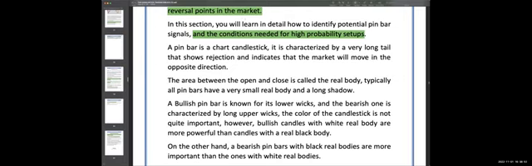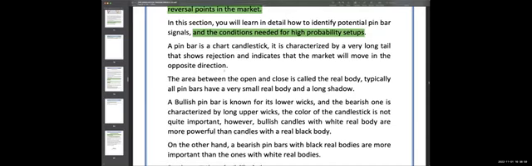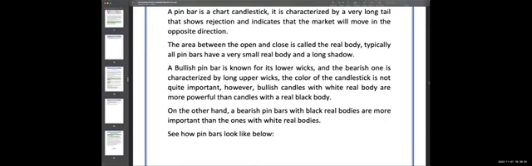A pin bar is a chart candlestick characterized by a very long tail that shows rejection, and it indicates that the market will move in the opposite direction. The area between the open and close is called the real body. Typically, all pin bars have a very small real body and a long shadow. A bullish pin bar is known for its lower wicks, and the bearish one is characterized by longer upper wicks.